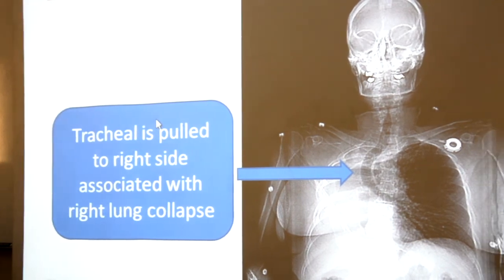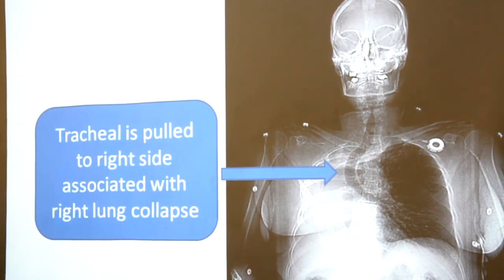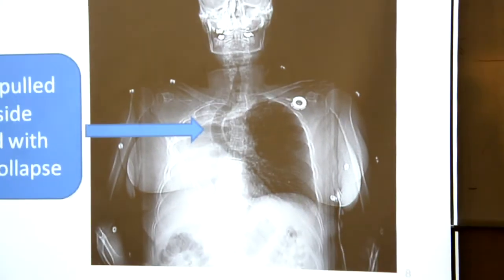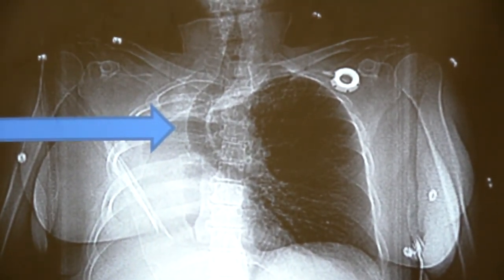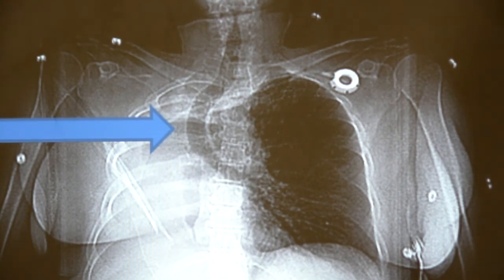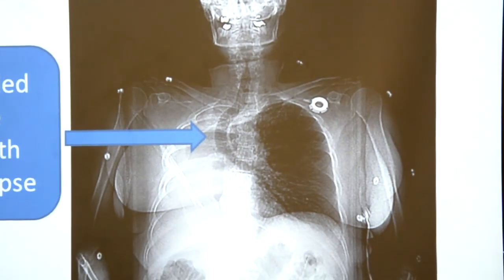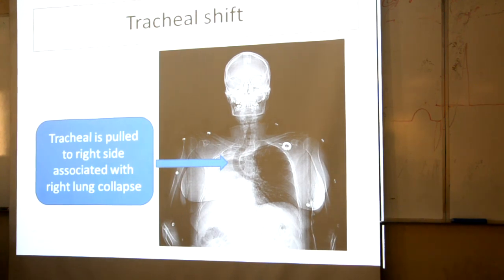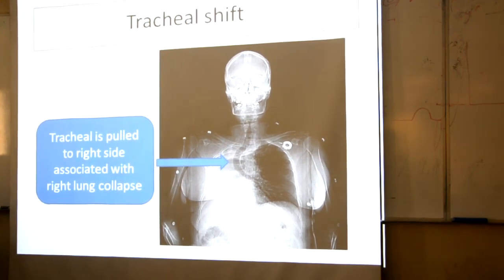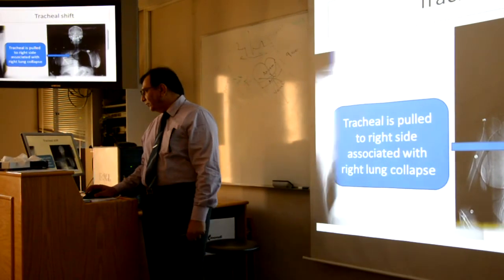Like in this example, you see the trachea is pulled to the right side because of the collapse of the right lung. It is collapsed, negative pressure is developed, so it is pulling the trachea. So the trachea itself being in an abnormal position is a sign, but there is no pathology inside the trachea. It is a secondary effect of the collapse of the lung.